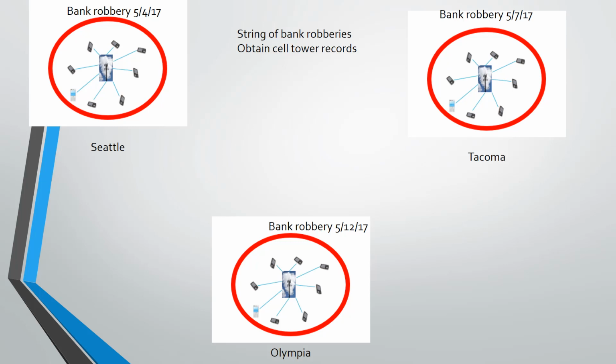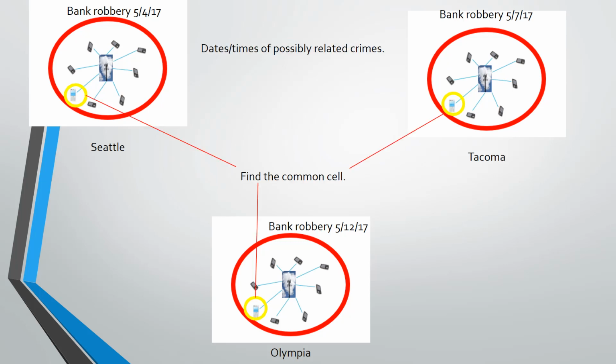So let's say I just picked 3 different locations, 3 different dates and times of bank robberies, and we have nothing to tie these bank robberies together, but we do a cell tower dump of those locations of those bank robberies at that date and time of those bank robberies. So you can see we have one on May 4th, May 7th, and May 12th in 3 different cities. Now, find the common cell. That's what you need to do with this cell tower dump.